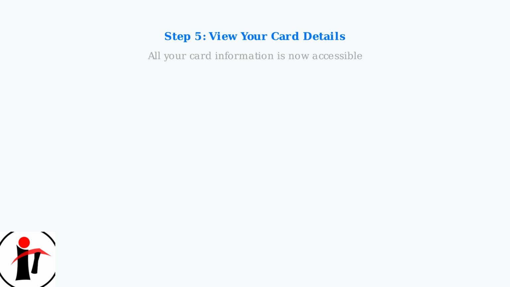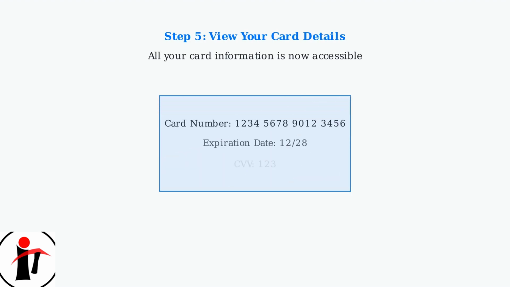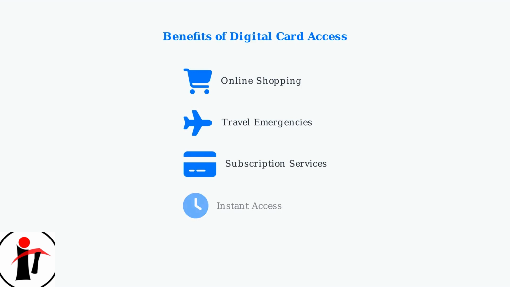Once authenticated, you can view your complete card information, including the full 16-digit card number, expiration date, and CVV security code. All the details you need for online purchases or other transactions. This digital access eliminates the need to wait for a physical card and provides immediate access for online shopping, travel emergencies, or setting up subscription services. Your card information is available whenever you need it, securely and instantly.